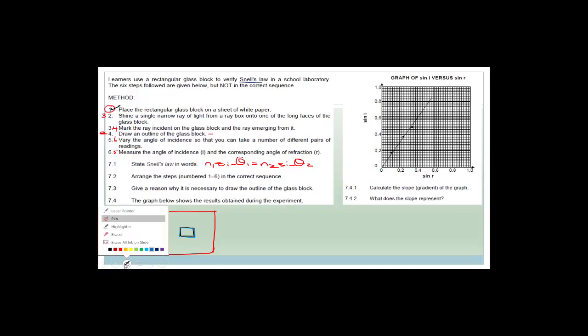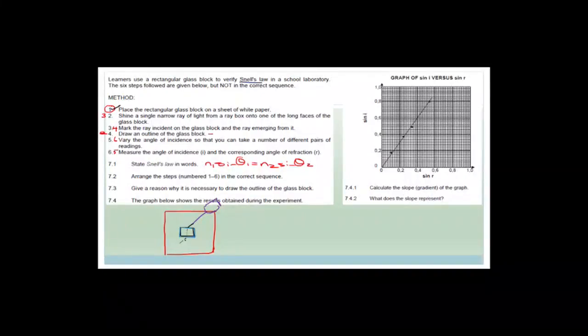Then what we are going to do is shine a single ray of light from a ray box onto one of the faces of the glass block. So we're going to shine a light. Here's the ray box. Okay, and we're shining a light onto it. Next, it says mark the ray incident on the glass block. Okay, so we're going to mark it, and the ray emerging from it. So we should have something that looks like this and then looks like that. Okay. So then we're going to mark that as well. Then we're going to measure the angle of incidence and the corresponding angle of refraction. So we're going to measure the angles. And then we're going to do this over and over again. So what will end up giving us is a whole bunch of angles of incidence and angles of refraction.